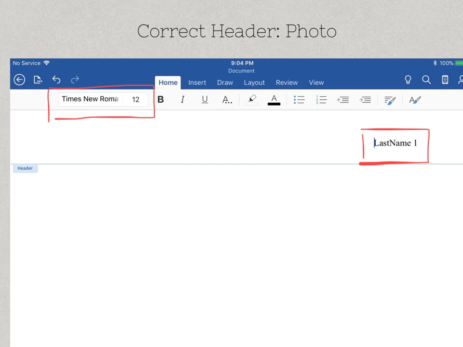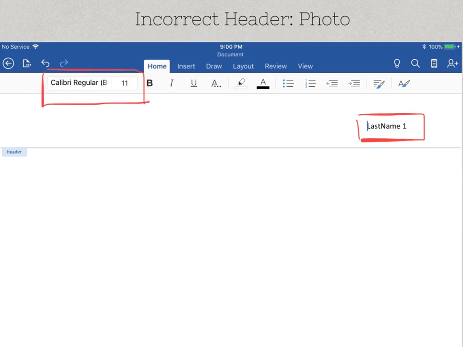This photo showcases a correctly implemented header. Notice that in the upper right-hand corner of my page, I have my last name followed by the page number. When used as an example, this header is incorrect, primarily for one reason. Although my identifying information such as my last name and a page number are correctly implemented in the upper right-hand corner of my page, take note of the font I've chosen, as well as its size.